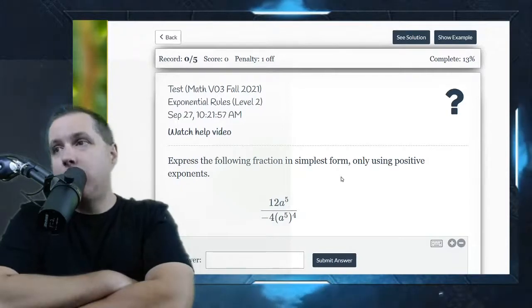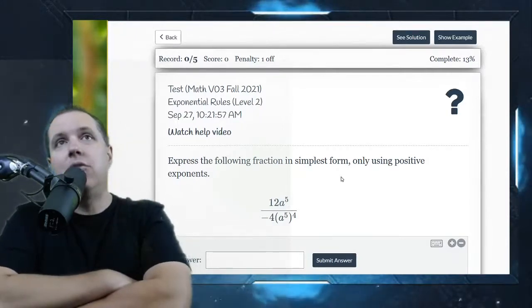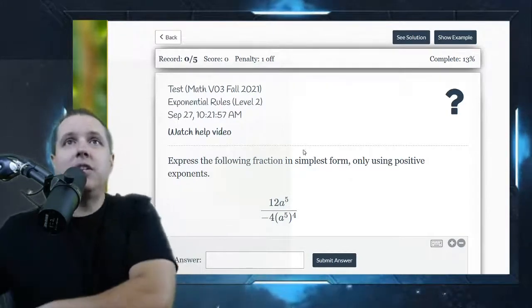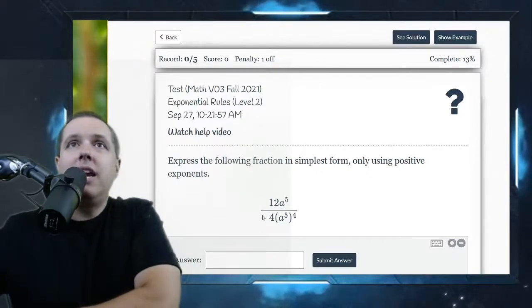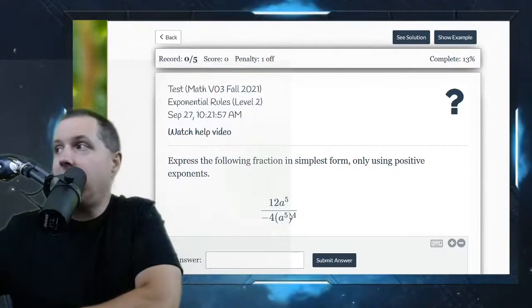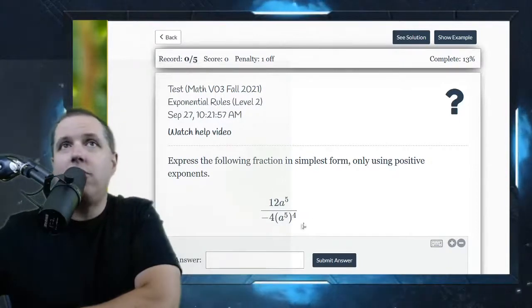Hopefully you said multiplying them. Okay, so that's what we're going to get. We're going to get 12a to the 5th on top and negative 4a to the 20th on the bottom. That's a lot of a's, right? But that's okay. We just follow these rules.